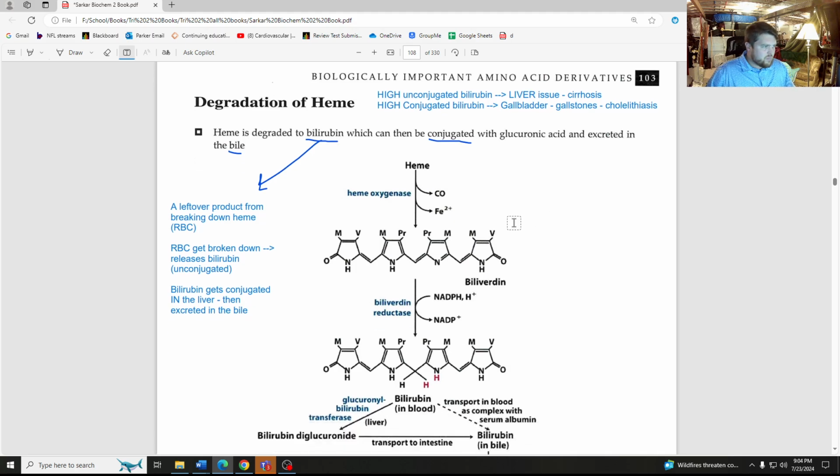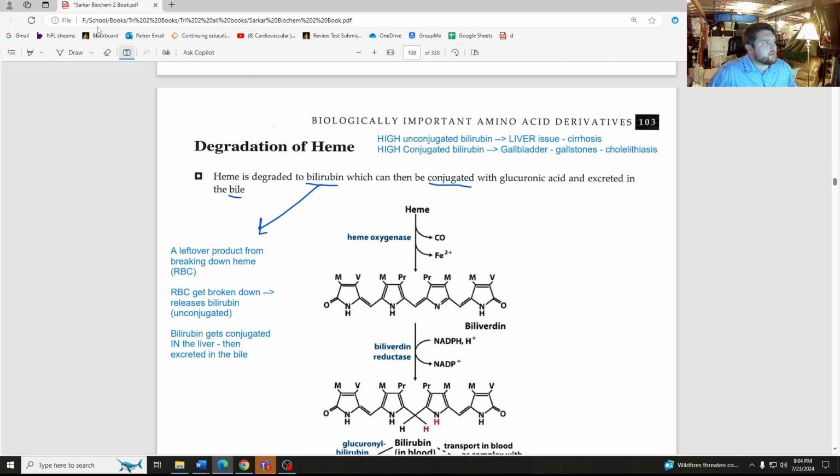Okay, this is the actual process of breaking down heme. So this is one step back. This is what we're going to want to remember.